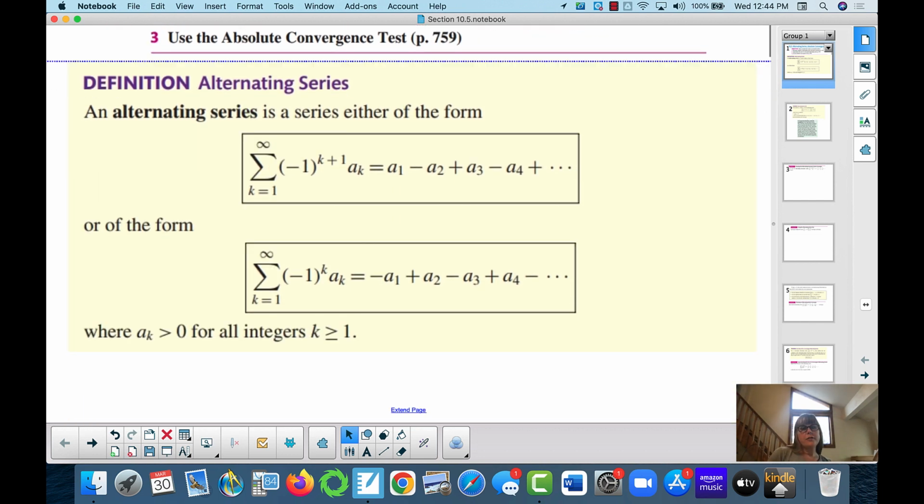An alternating series is just one where each term has an alternate sign. So either the first term is positive, the second term negative, and so on, or the first term is negative, the second term positive, and so on. So the sign has to change in between terms.